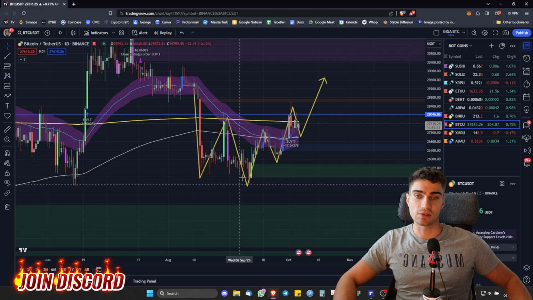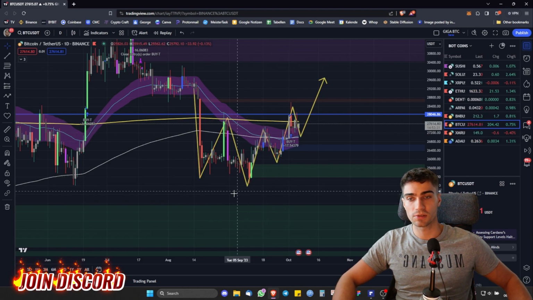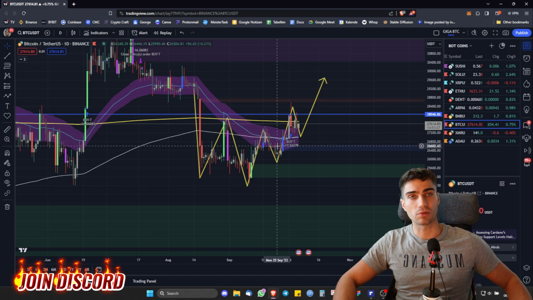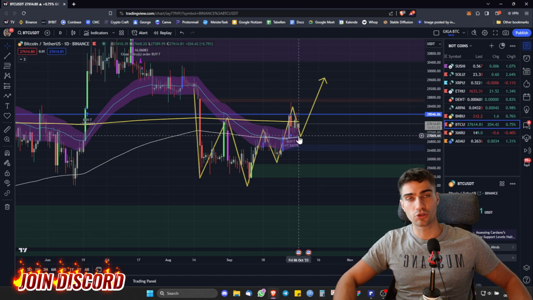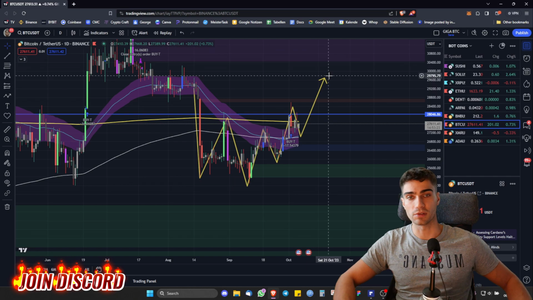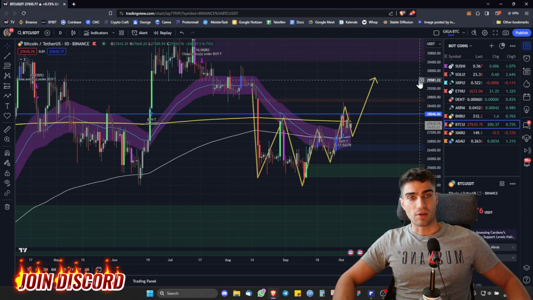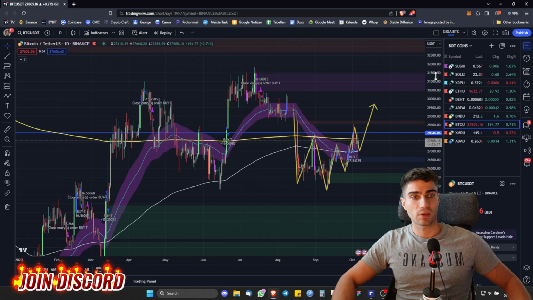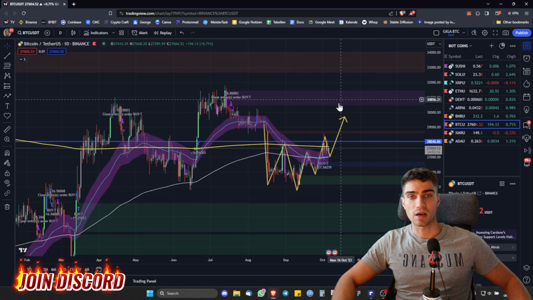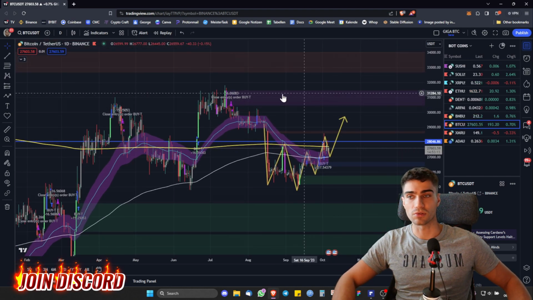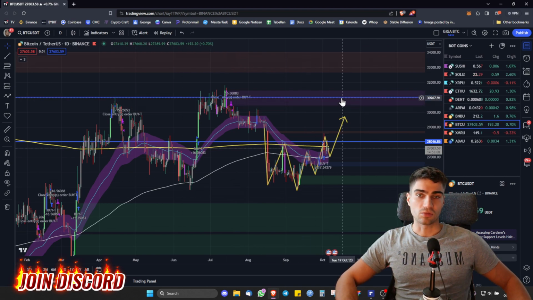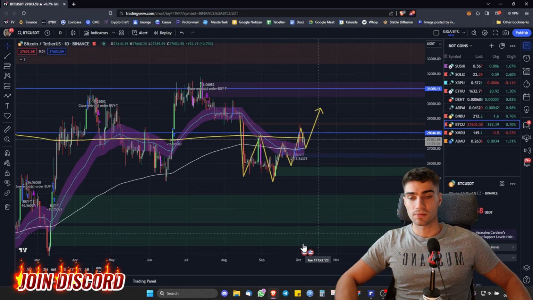So this here is called an inverse head and shoulders. 1, 2, 3 pins to the low, slight retracement to the 50 EMA, and then we should move away from this. Very good, it's super good what I'm seeing right now here, and I'm looking for this zone here. So I want BTC to at least reach that zone here.